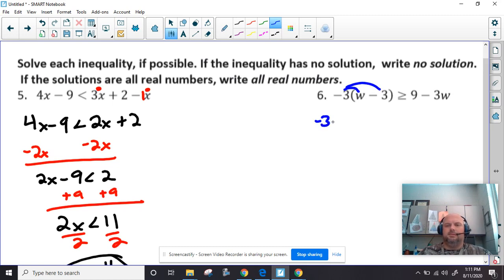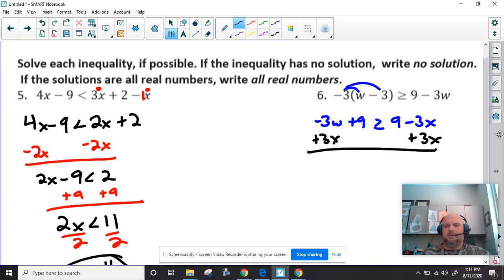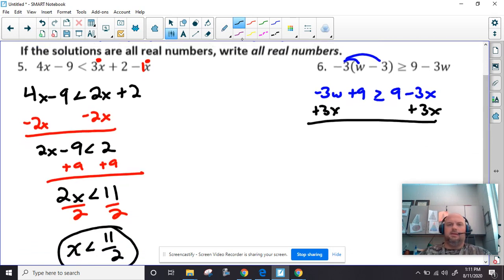So negative 3w plus 9 is greater than or equal to 9 minus 3w. All right, so when we're moving this over here, we end up with 9 is greater than or equal to 9. All right. This is a true statement.